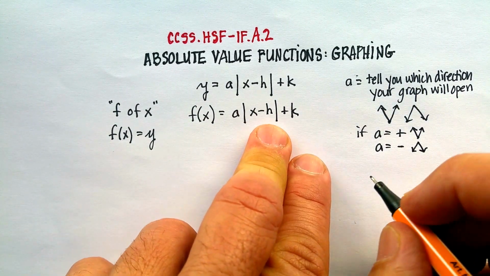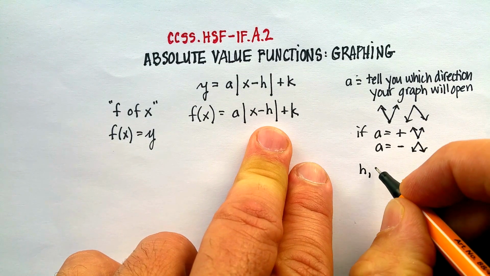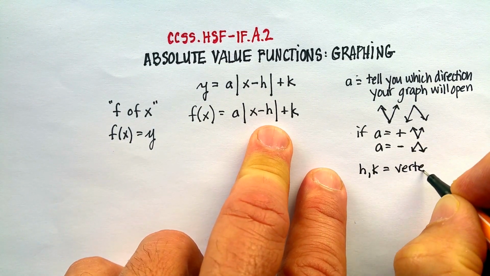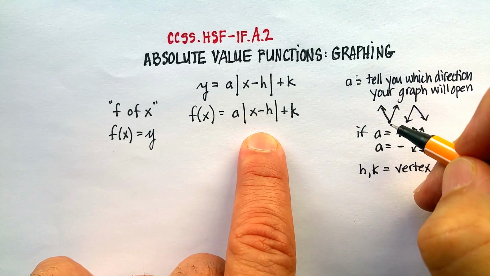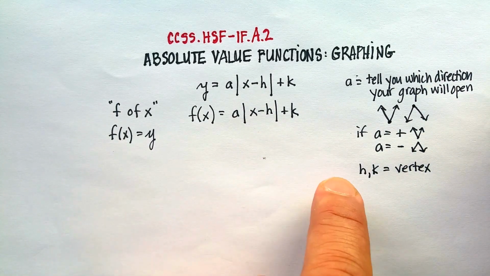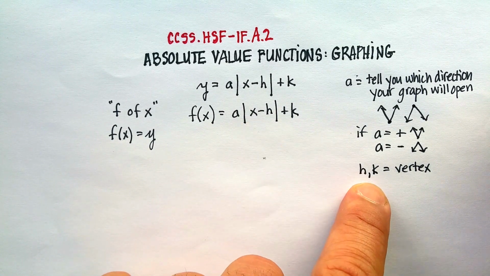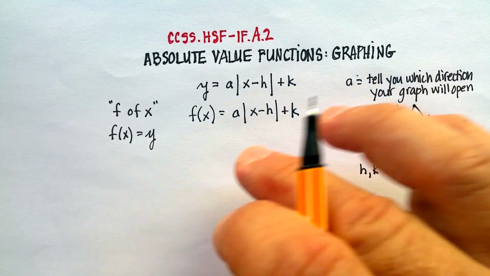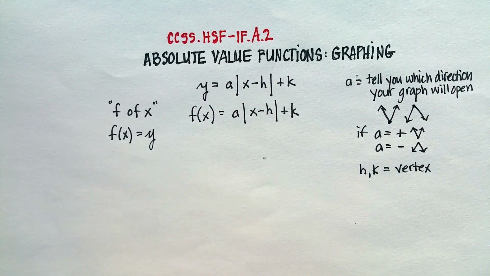Now, the h and the k is just the vertex of your absolute value. So, for example, this point right here would be the vertex. This point right here would be the vertex. And whatever number the h and the k is actually tells you where that vertex is. Okay, so let me give you an example of how this might work.